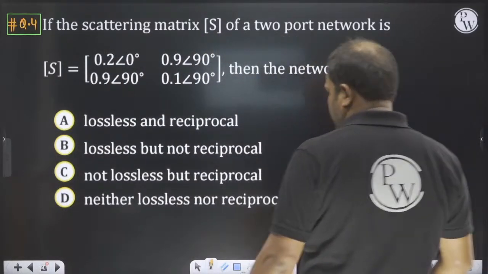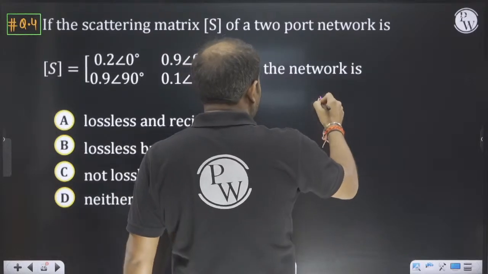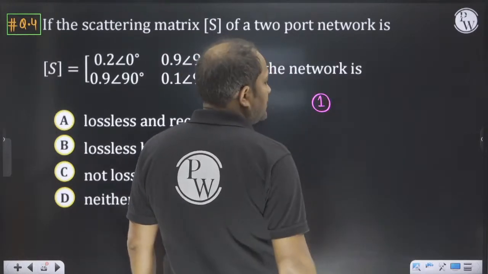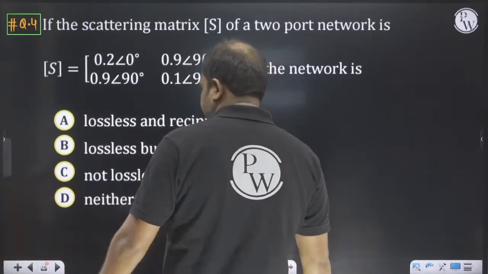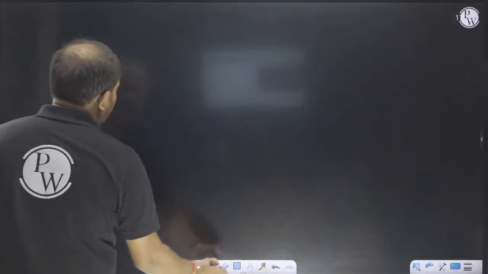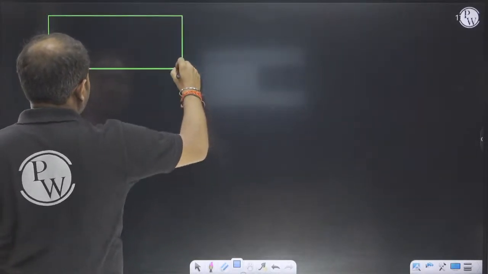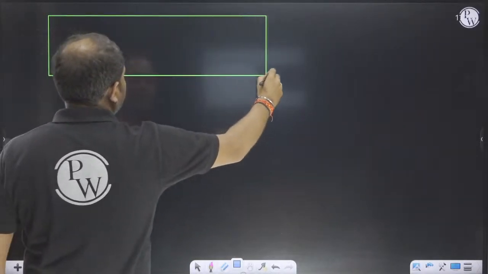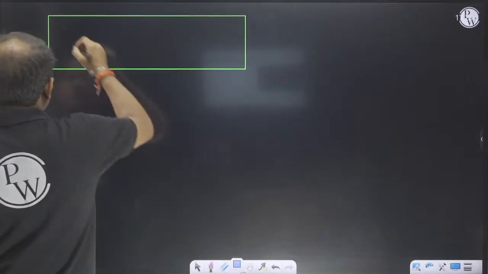So for that you have to remember all these points. First point is 4. I will go to the next page, then I will solve this question. So the first part will be what is reciprocal and symmetrical. The first part you have to remember.